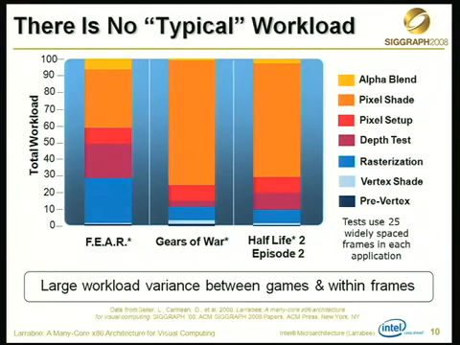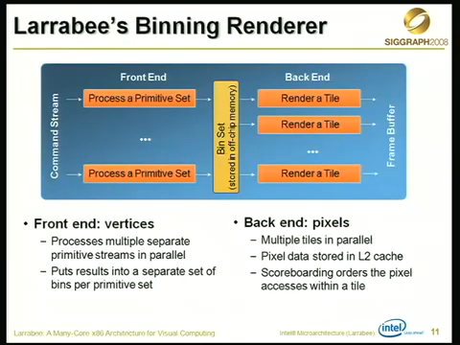Larrabee is able to dynamically load balance all the stages of the pipeline, and here's how we do it. We use a method called binning, or sometimes tiling, or also sometimes chunking. The basic idea is to define a front-end processor that handles all the vertex and primitive operations and writes those results into a set of bins. Each bin is associated with a tiled region on the screen, 64 by 64 pixels, perhaps 128 pixels squared. And then you define a set of processes that read from those bins and process all the pixels in each of those tiles.